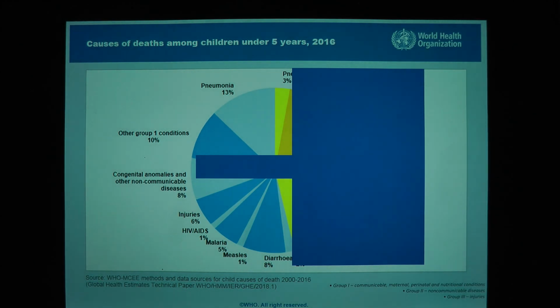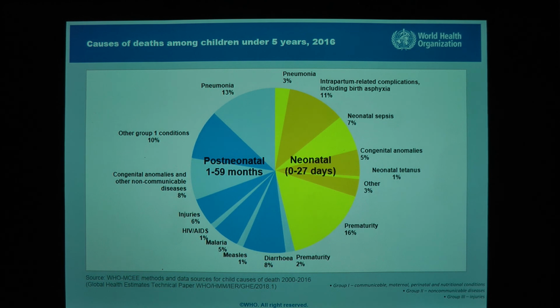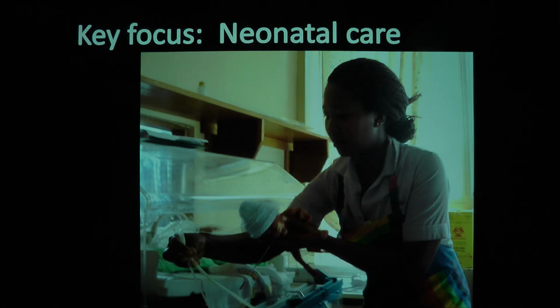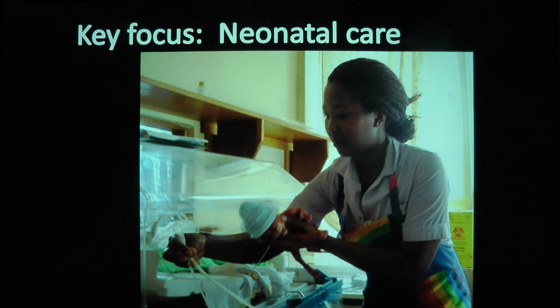If we ask what are the causes of these, then we can see on the left hand side of this graph that pneumonia contributes 13%, congenital anomalies and other non-communicable diseases 8%, malaria 5% and diarrhea 8%. But my question is, what do you think is under the other side of the graph? Well, it's neonatal. You can see the neonatal contribution to under 5 deaths is very significant indeed, with intrapartum related complications including birth asphyxia 11%, congenital anomalies 5%, and prematurity 16%. So neonatal care has to be an important focus as we go forward.